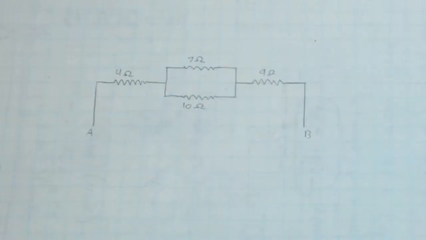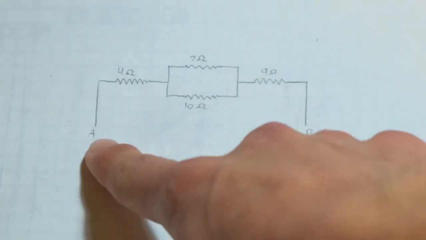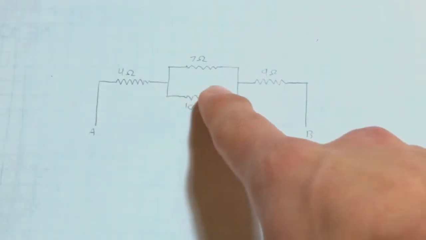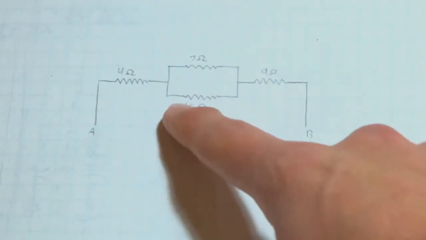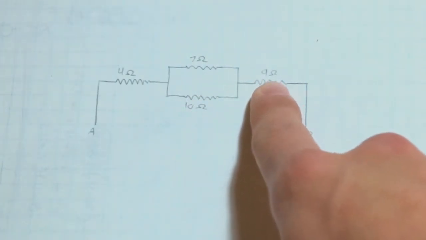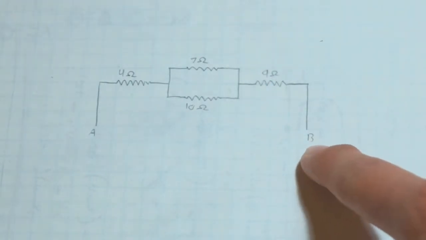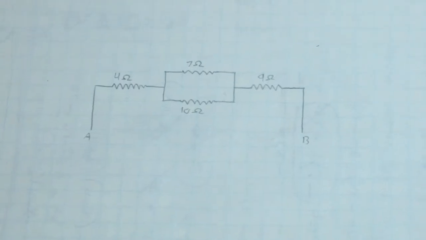So right now I have redrawn the figure that they gave us in the book. We have point A that leads to a 4 ohm resistor, and then a parallel between a 7 ohm resistor and a 10 ohm resistor, and then that goes back to a 9 ohm resistor, and then to point B. Again, the first question asks, what is the equivalent resistance?